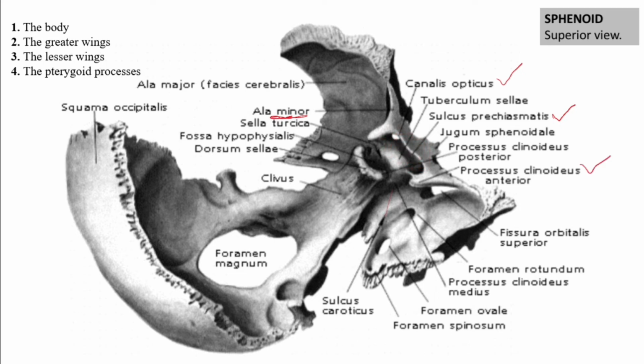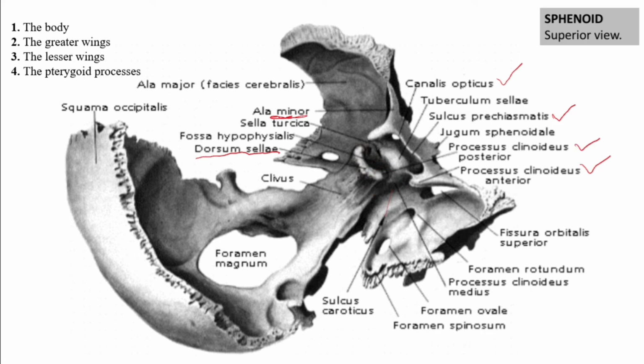Then there are these horns on the lesser wing, because this is the lesser wing of the sphenoid. These horns are called what? Anterior clinoid processes. And on the back here is called the dorsum sellae. On its ends, you find the posterior clinoid processes.